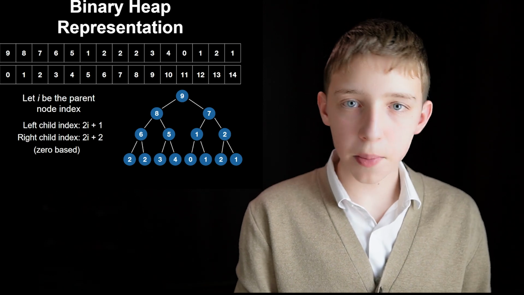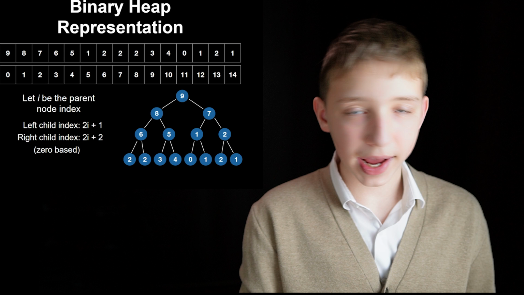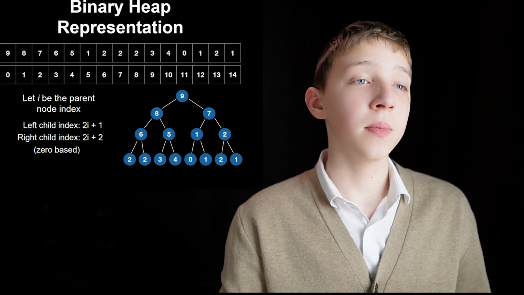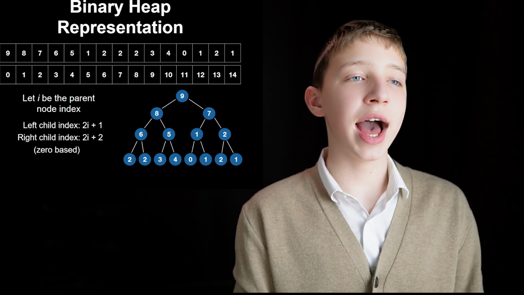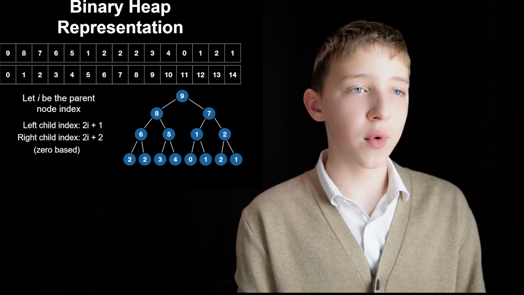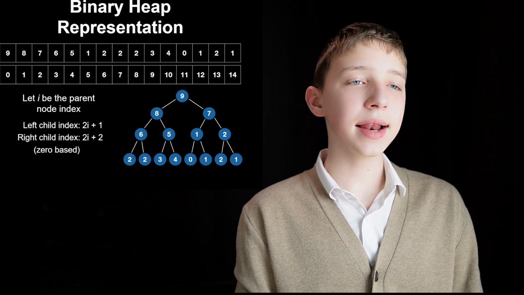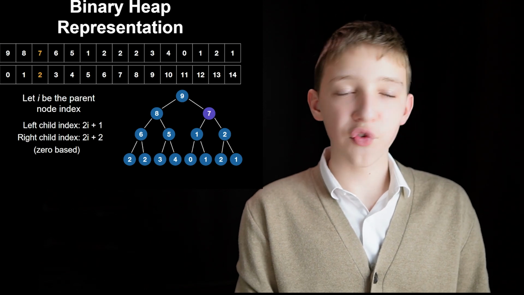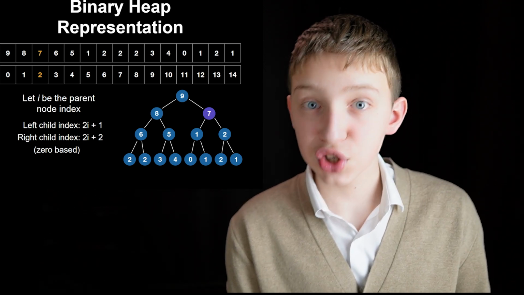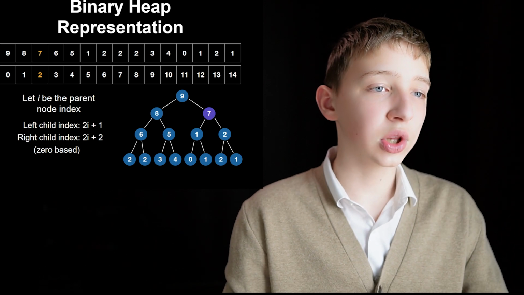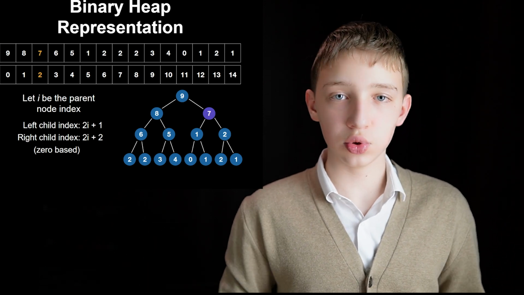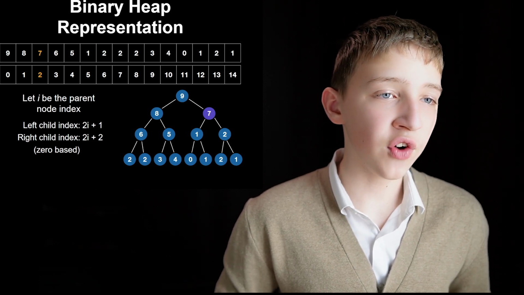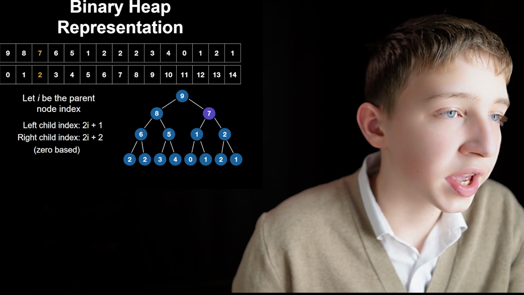So that is in the 0-base system, and in 1-base we just have to subtract 1. Now suppose we look at node 7 in the array. It is at index 2. Our formula says that the left child of 7 should be located at 2 times 2 plus 1, so that is 5. If we look at index 5, we get, as expected, 1.